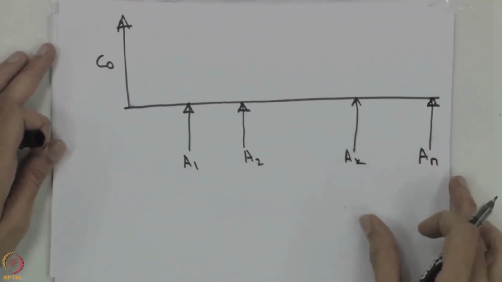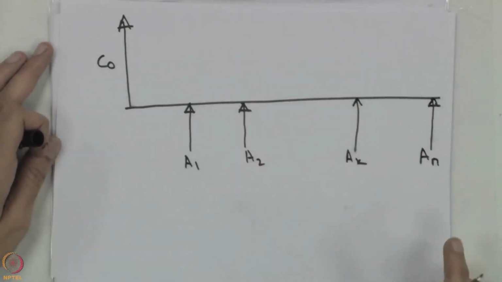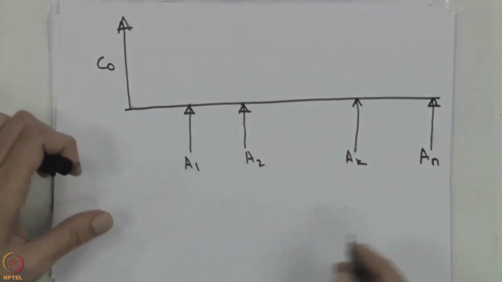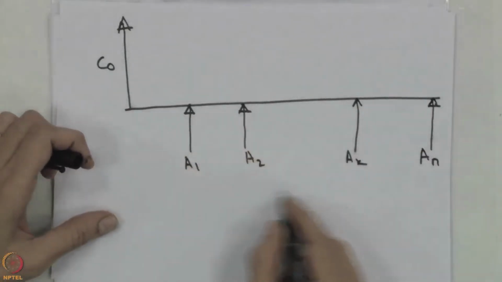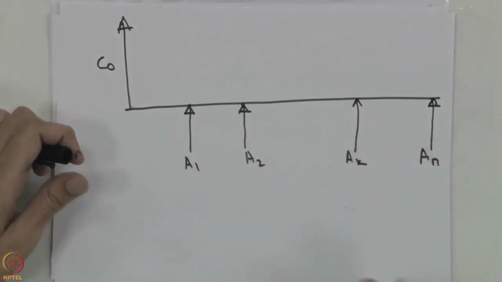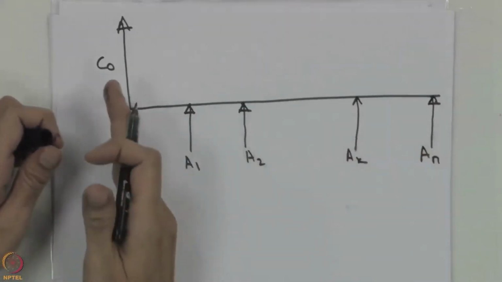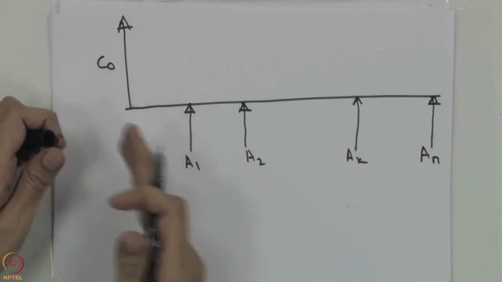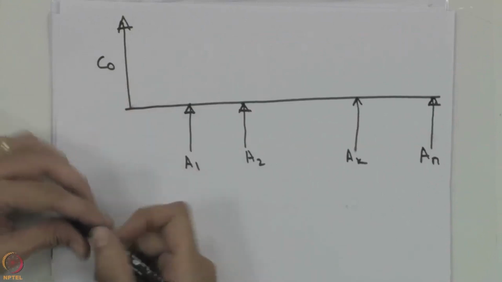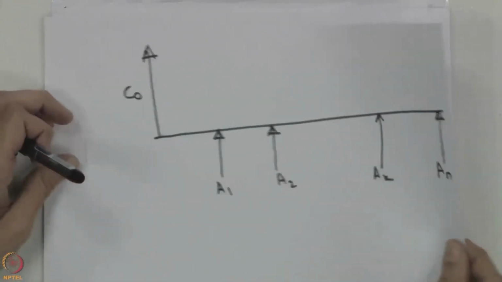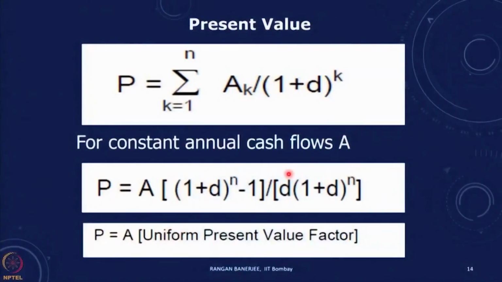Now, the question is, how do we put this all together? Let us look at a way in which we can take all of these cash flows and bring them up into an equivalent present value. Let us derive a present value. We want to replace all of these A1, A2, AN.